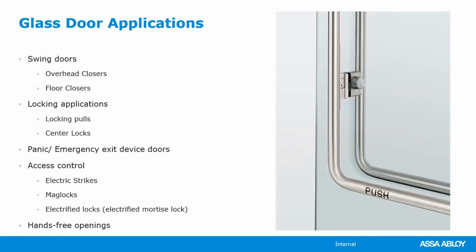So, glass door applications. There's really a bunch of different options when it comes to all glass doors. Just starting at the top here, if you're looking for swing doors for interior openings that you want to swing both ways, like an office style door, you can accomplish that with overhead closers or floor closers, things along those lines, with door pulls. And then we also have a lot of different locking applications, and some of those I'll talk about later with locking pulls and center lock housings that will house mortise locks.